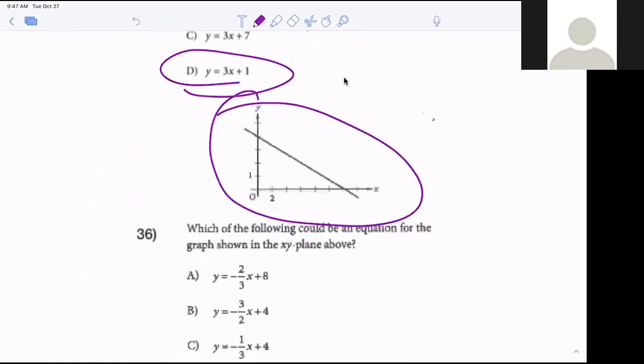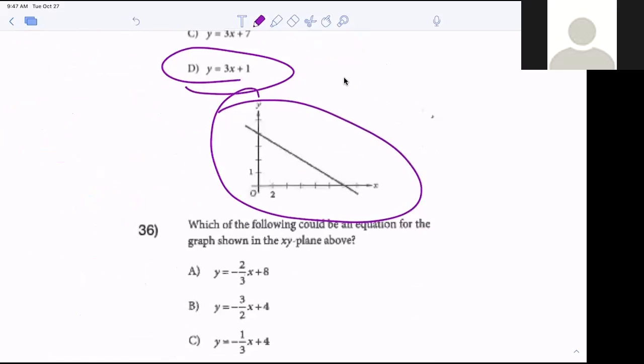Now the graph. Which of the following could be the equation? First of all, is that slope positive or negative? Negative, so we know it's not... well, they're all negative. What's the y-intercept? The y-intercept is 4. So now I know it's not A or D.